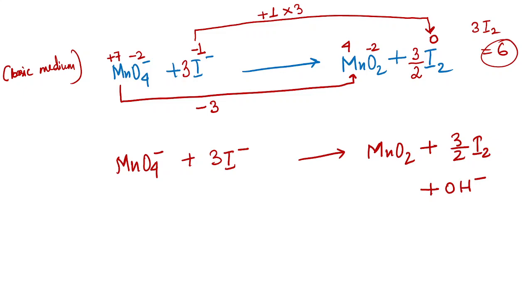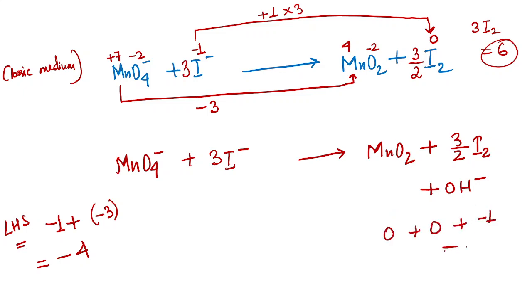In an acidic medium, we have to use H positive here. Now the next thing is that we have to see the total amount of charge which is present here. What is the total charge? Here it is -1, plus 3 iodines, so it will be -3, that will be equal to -4. The total charge is -4 on the left side. And if I am looking at the right hand side, this is 0, this is also 0, then only -1, so here the total charge is -1.